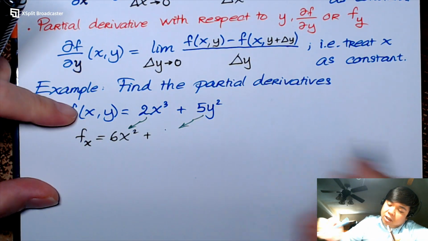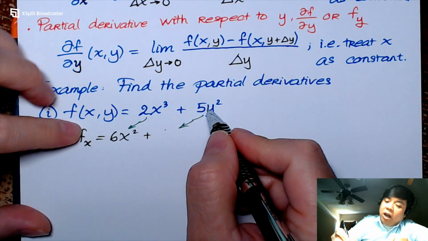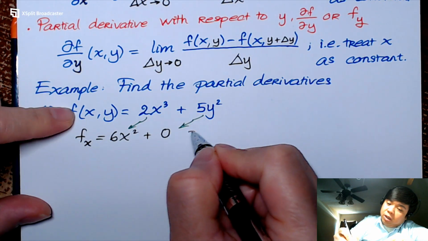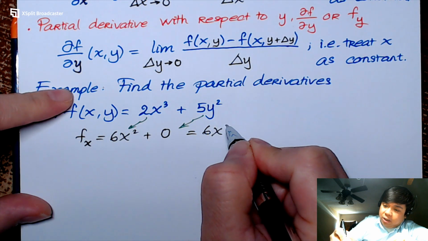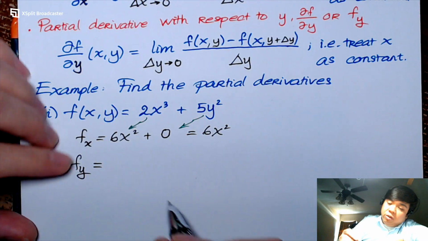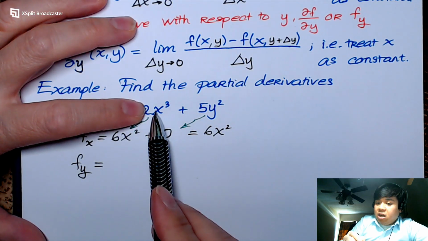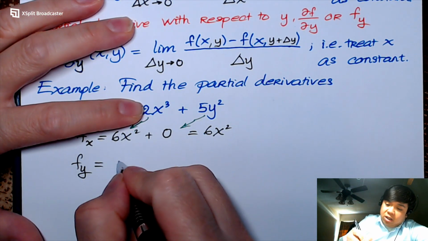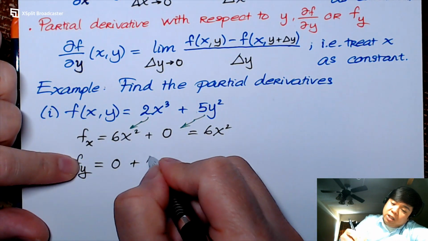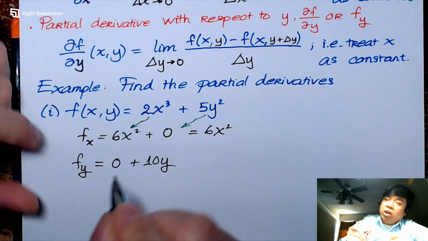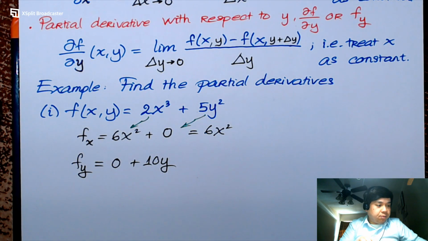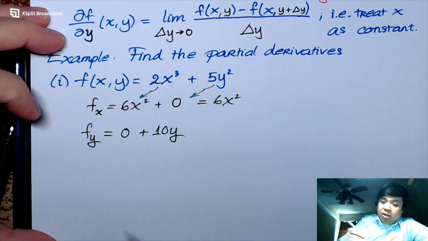With respect to x, y is a constant. Derivative of a constant is 0. So that's just 6x squared. Likewise, for the derivative with respect to y, x is constant. Derivative of a constant is 0, and the derivative of 5y squared with respect to y is 10y. So we treat the other variable as a constant and just take the derivative with respect to the variable.